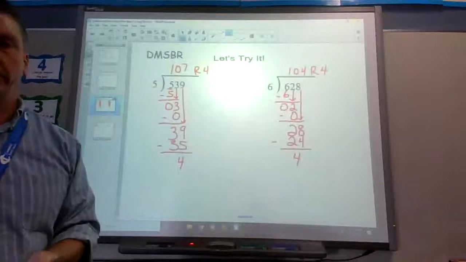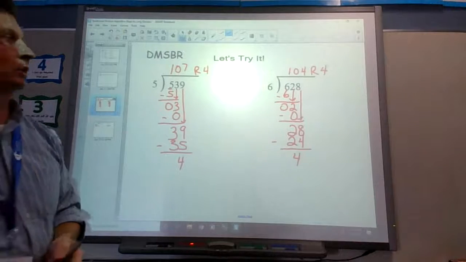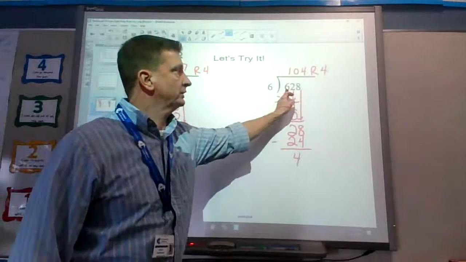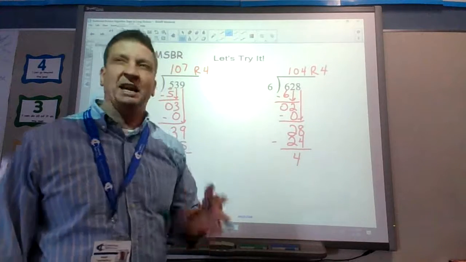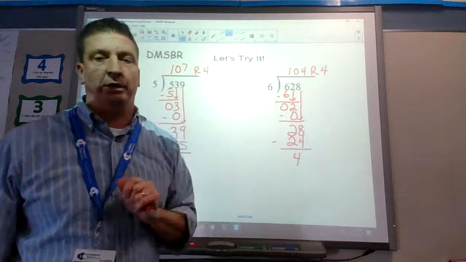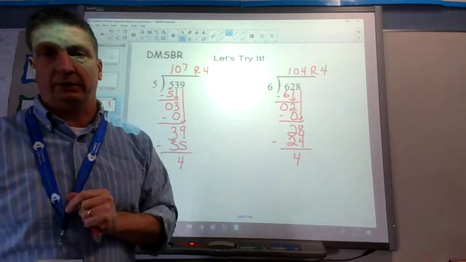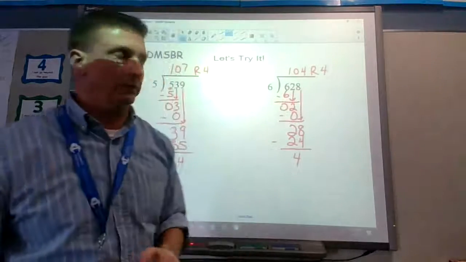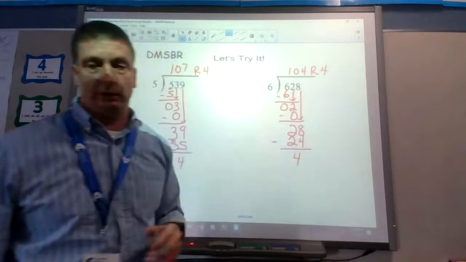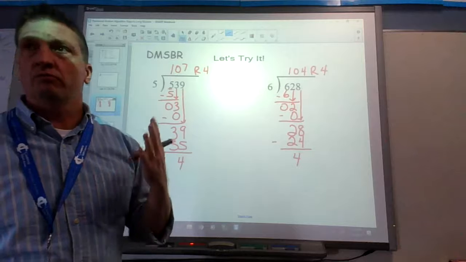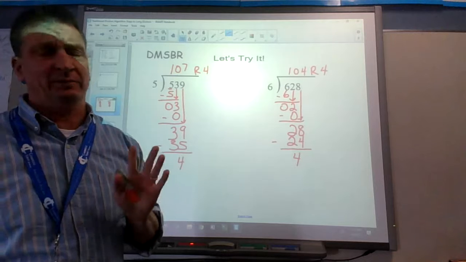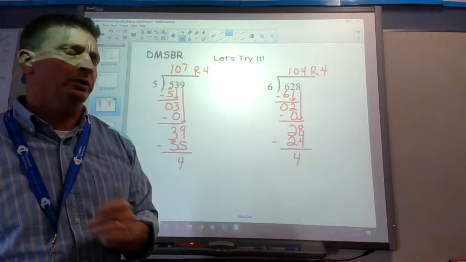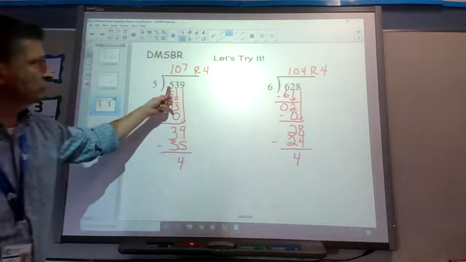104, remainder 4. Another way you can look at this is if we estimate and say, hey, 628 divided by 6, I know my answer is going to be around 100, because 6 times 100 is 600. So if you would have gotten an answer of 14, remainder 4, and forgot to put your 0 in here, you should automatically know that, hey, there's something not right, because my estimate was about 100 and I only got 14 for an answer.